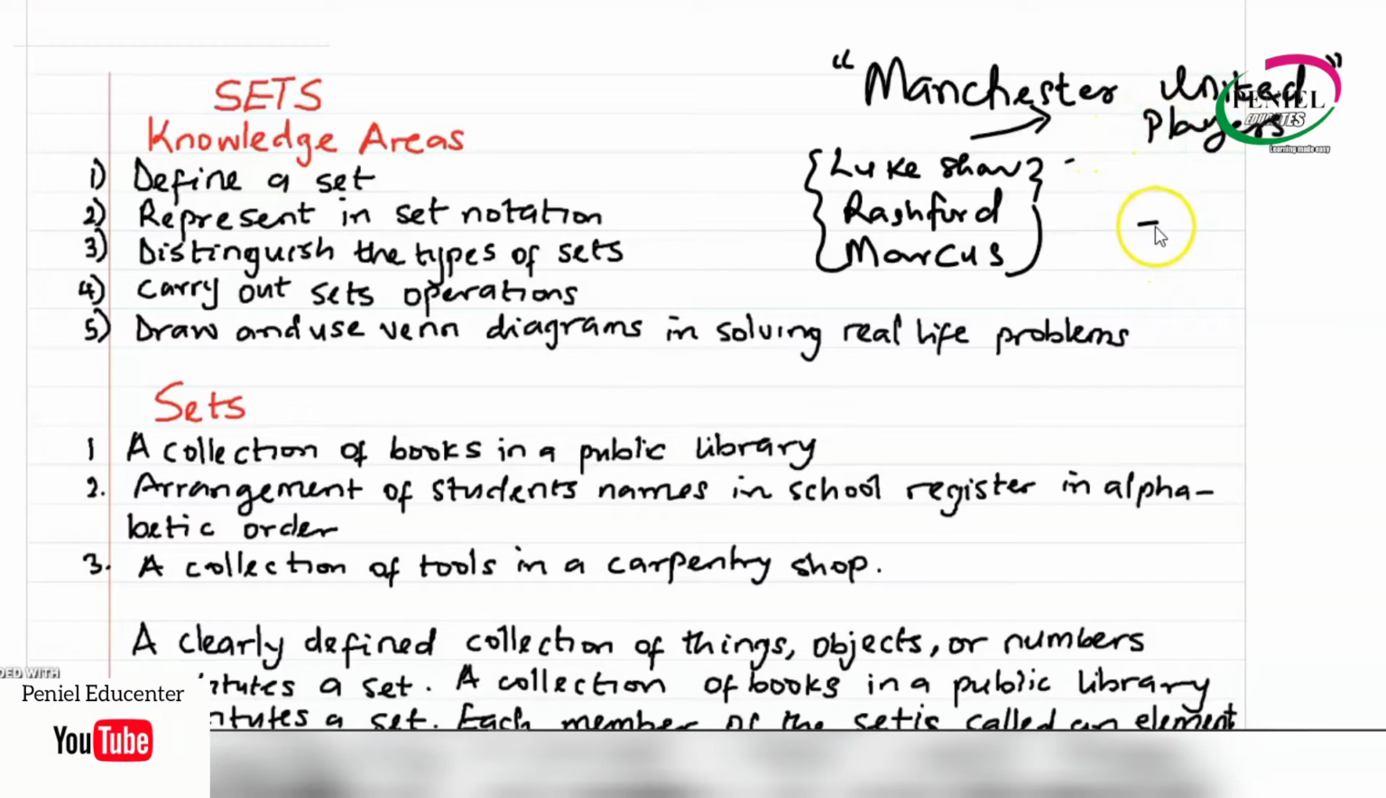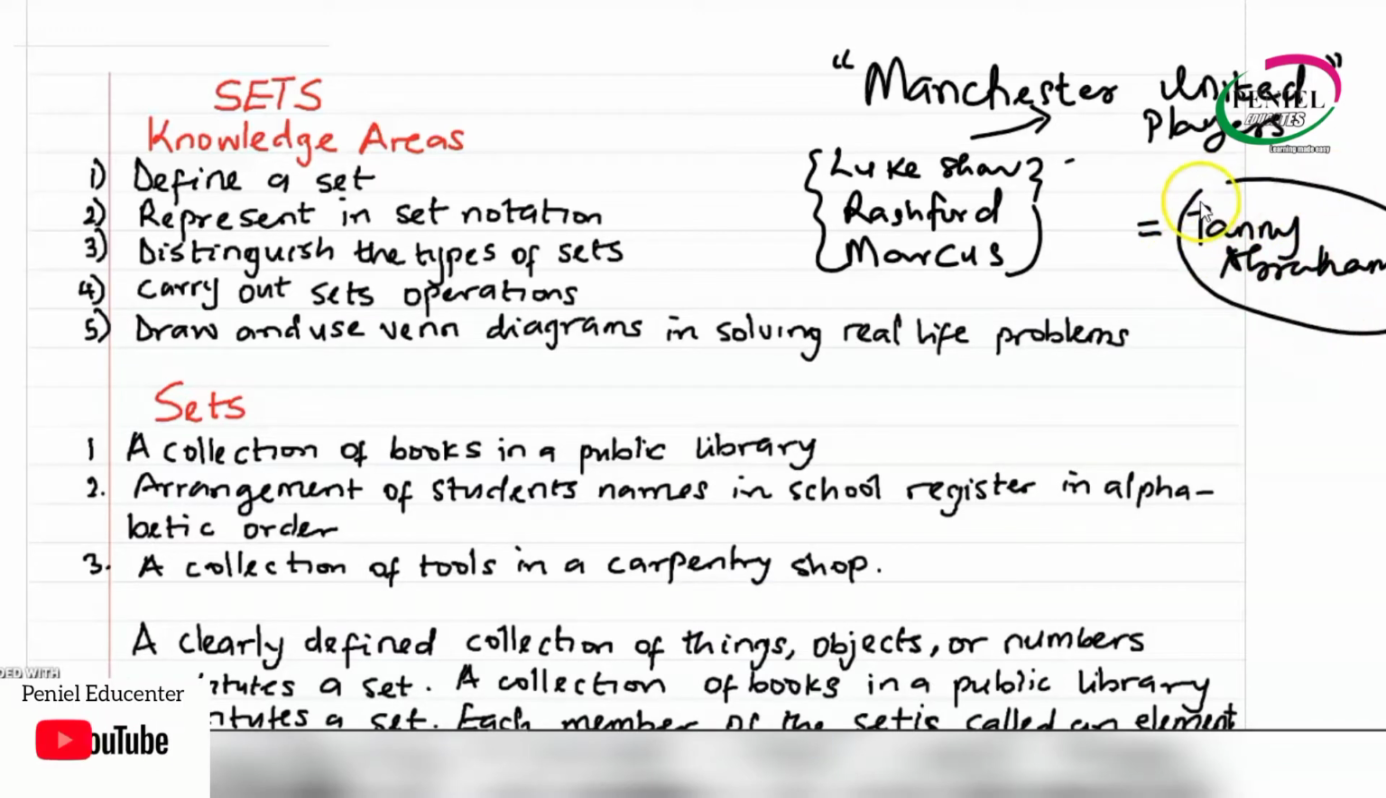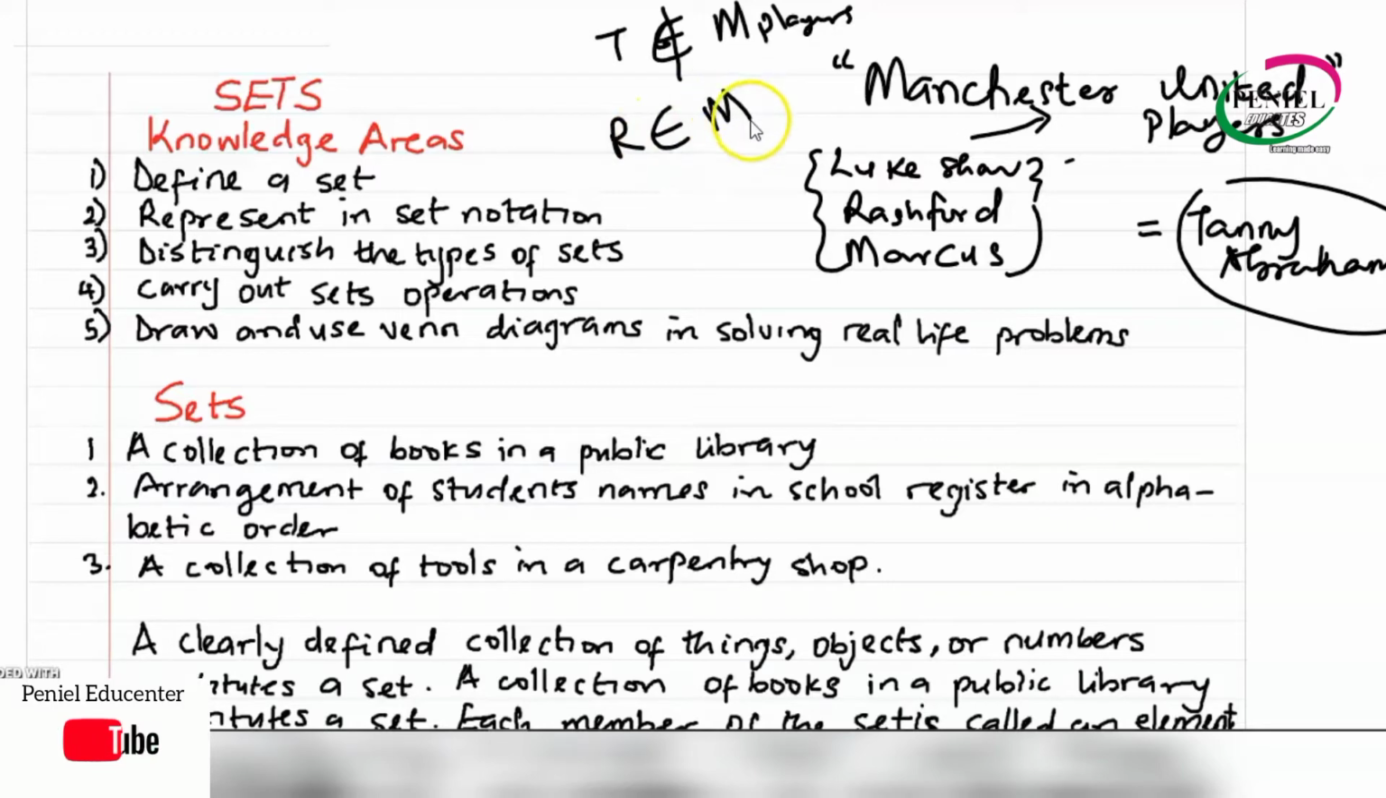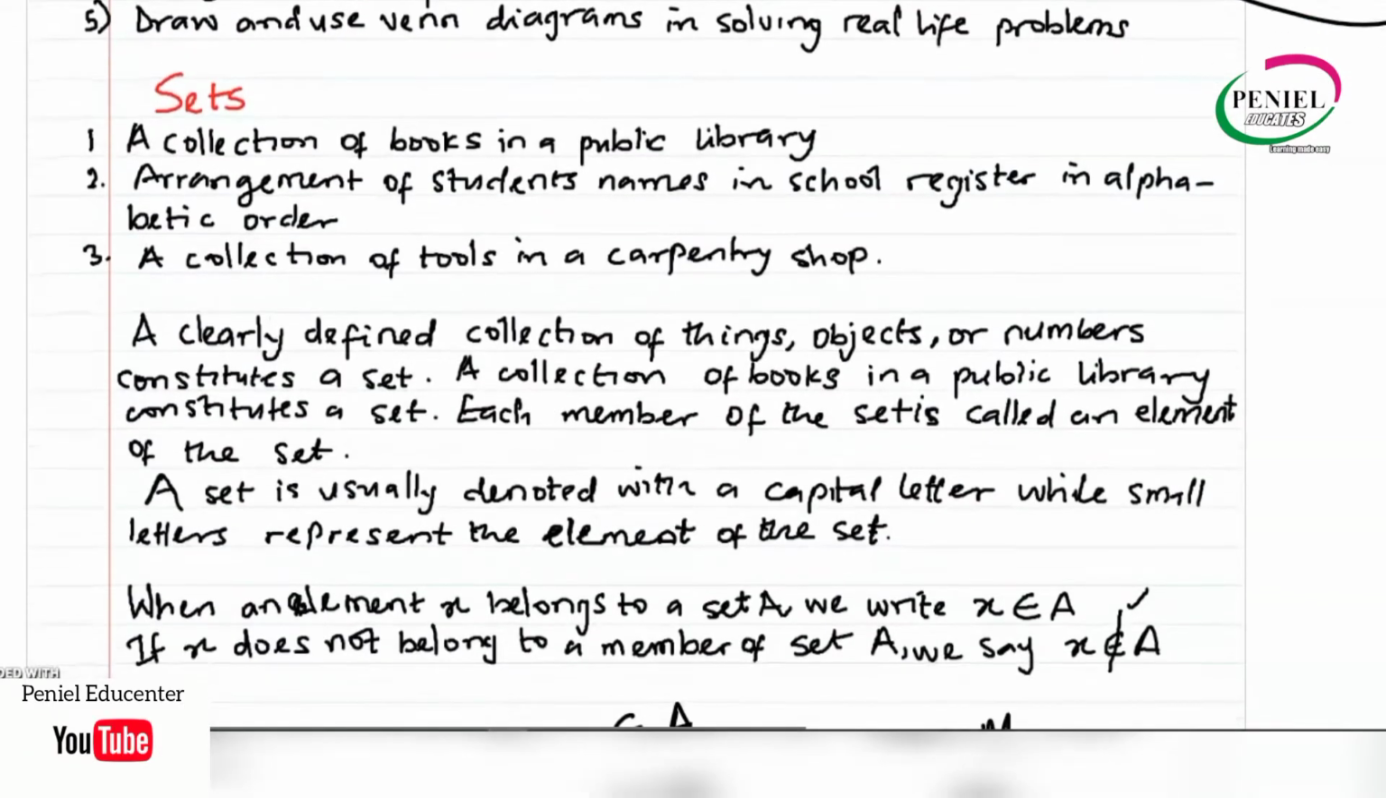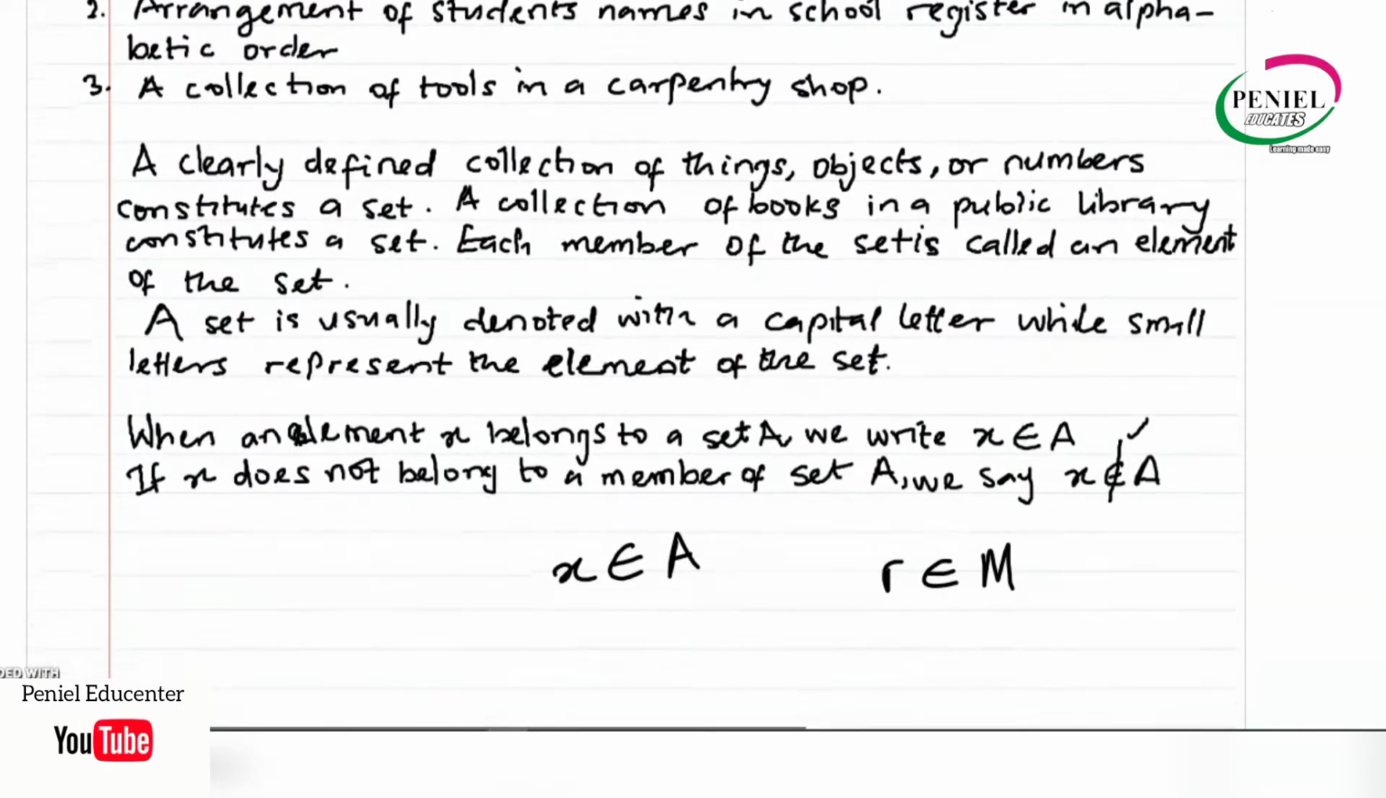But if you have someone like Tammy Abraham, who plays for Chelsea, Tammy Abraham is not a member of Manchester United players. So we can say Rashford is a member of the Manchester United player set. That is how we look at the elements and the members of a set.